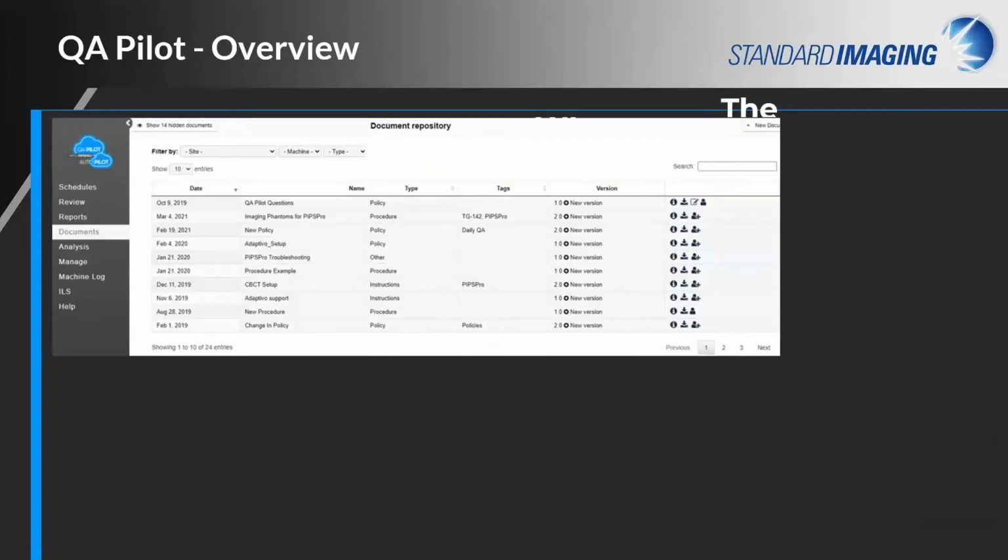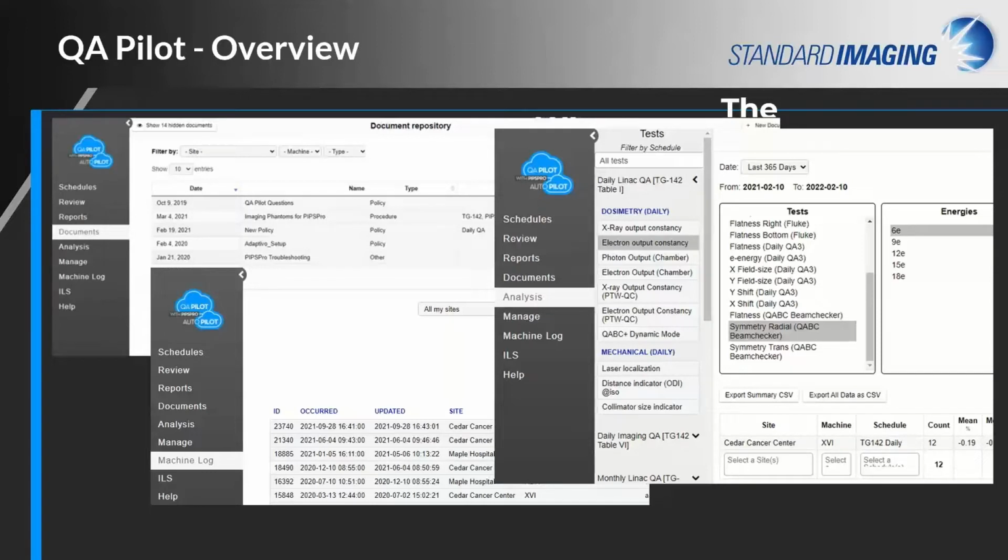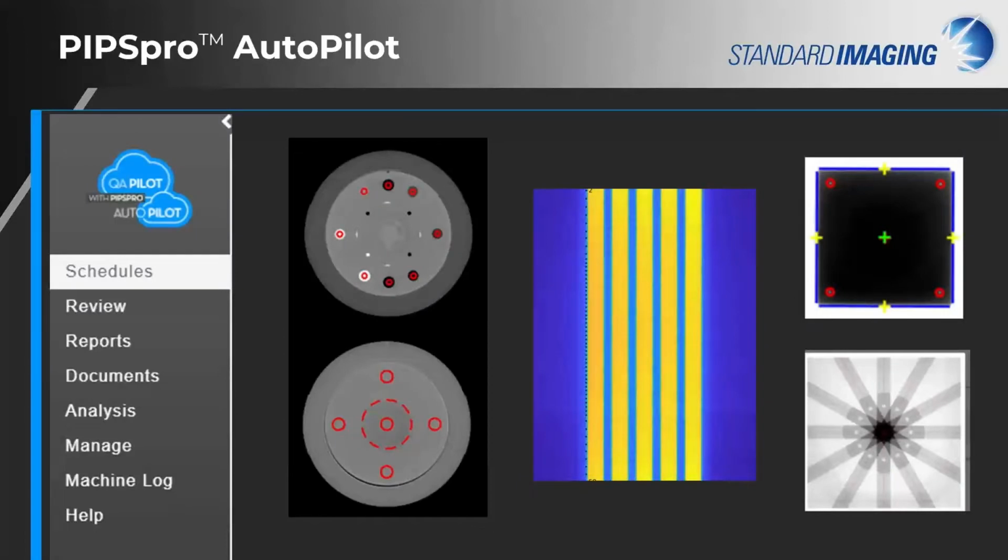It is important to note that QA Pilot with Pips Pro Autopilot isn't simply about performing and reviewing QA schedules, but there are plenty of features that increase effective communication and process improvement for the department as a whole. Documents of all types can be uploaded, stored, and shared within QA Pilot. Machine logs and ILS logs are used to track a variety of items of concern for the radiation therapy department, and analysis allows those responsible to compare trends across sites and machines for specific tests.